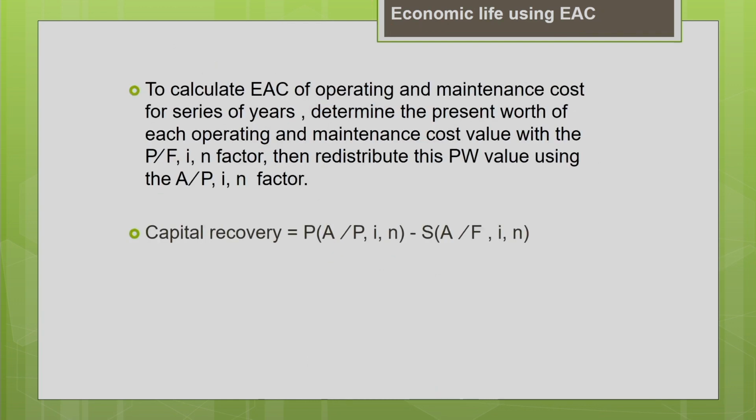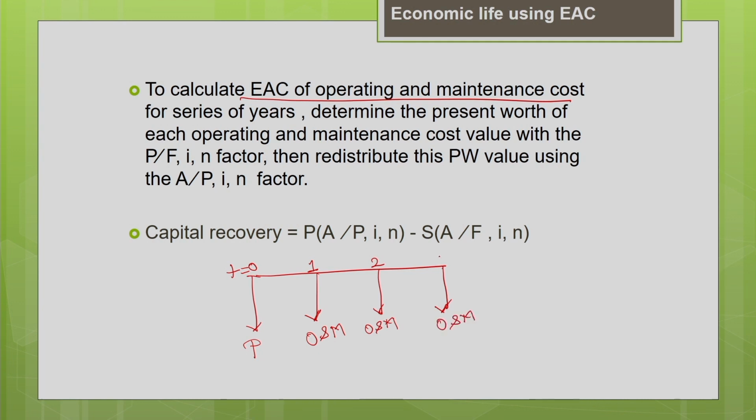So to calculate the equivalent annual cost of the operating and maintenance cost, we have to find its present worth first. Say for example, let us draw a cash flow diagram. So this is the purchase price of the machine, made at time t equal to 0. These are the operating and maintenance costs which are happening at a particular time period. Say at the end of year 1, this is your operating and maintenance cost. At the end of year 2, this is your operating and maintenance cost, and similarly at the end of year 3.